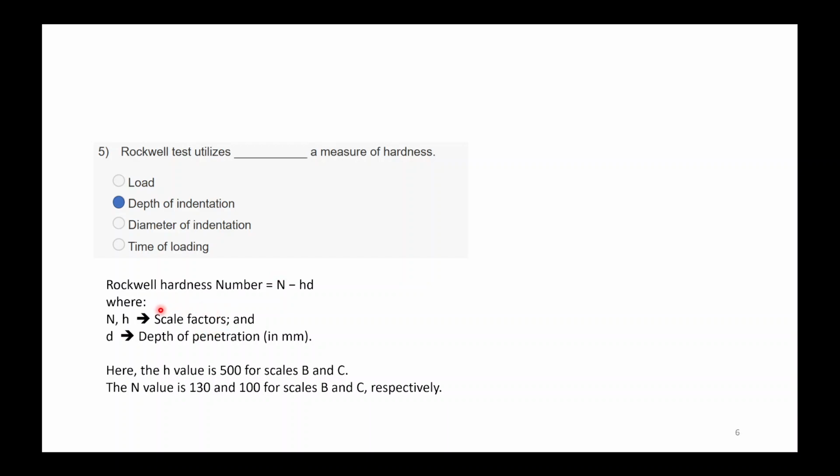These depend on whichever scale we choose, for example A, B, C, D. These are some scales in Rockwell hardness. Depending on that, these scale factors are decided. And D is your depth of penetration in mm. Depending on that, your Rockwell hardness is calculated. Here the H value is 500 for scales B and C, and N can be 130 and 100 for scales B and C respectively.